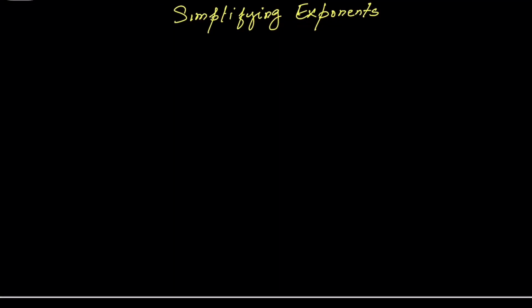In this video, we are going to focus on simplifying exponents. Let's begin with some basic properties. Multiplying with a common base. What is x raised to the fifth power multiplied by x raised to the seventh power? Whenever you multiply with a common base, you add the exponents. So 5 plus 7 is 12. That means the answer is x raised to the 12th power.